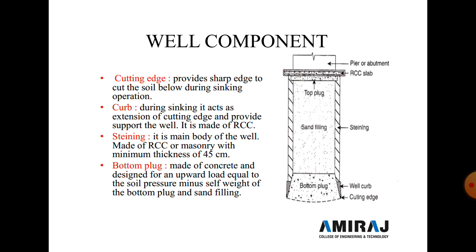The next component is the steining. It is the main body of the well, made of RCC or masonry with a minimum thickness of 45 centimeters. In the figure, see the hatching lines show the steining. The fourth component is the bottom plug, which you usually see at the bottom of the figure. It is made of concrete and designed for an upward load equal to the soil pressure minus the self weight of the bottom plug and sand filling.